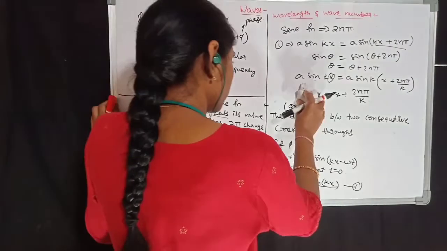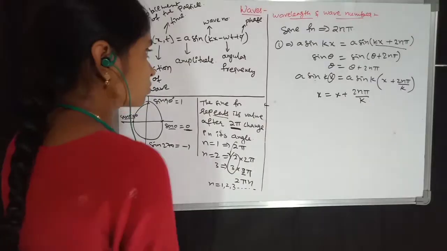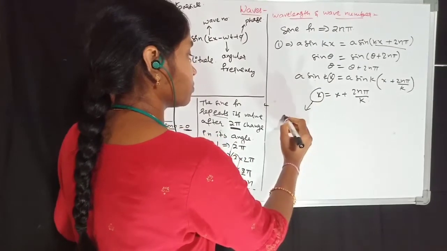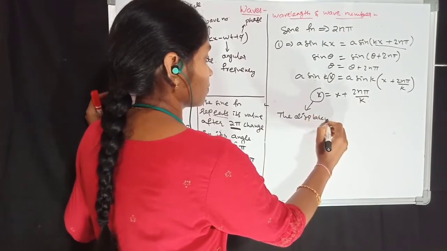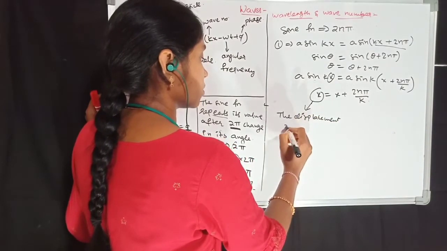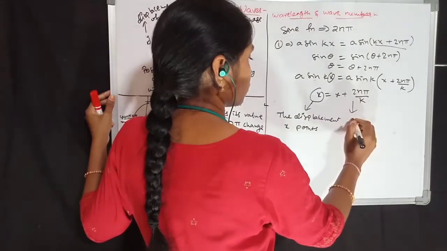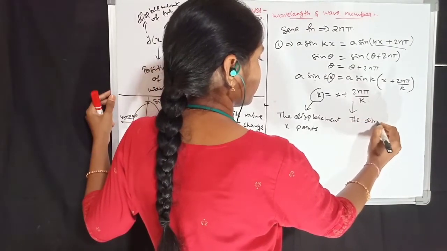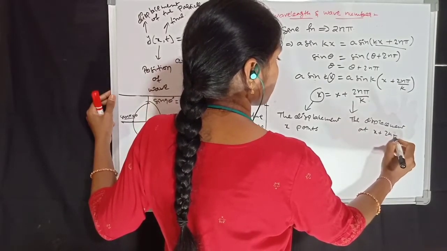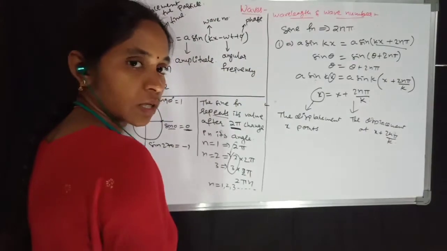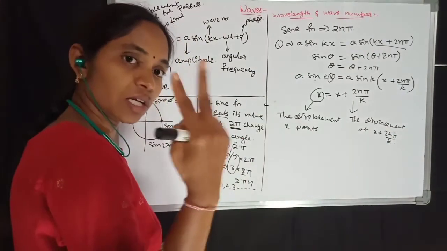Okay, you have to copy in your notebook. This x is nothing but the displacement at x points, and here the displacement at x plus 2n pi by k points. Write the definition, complete sentence. The displacement at x and the displacement at x plus 2n pi by k are equal.